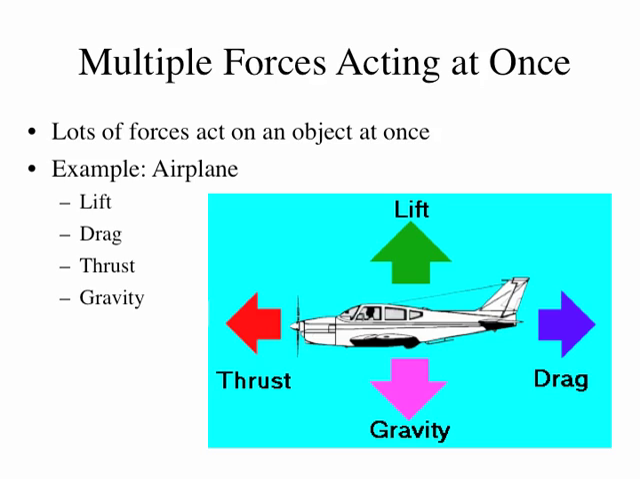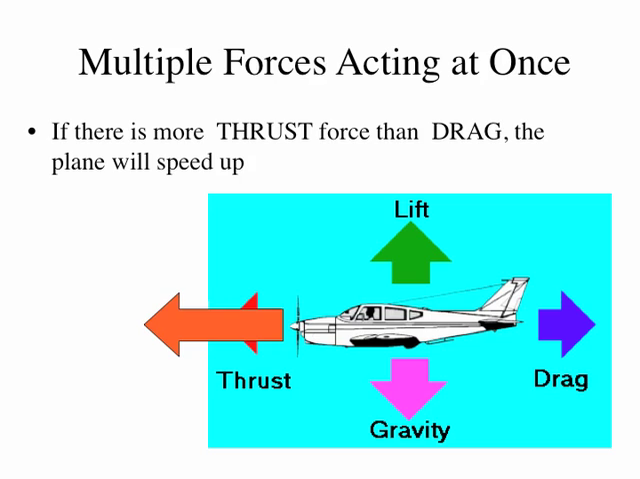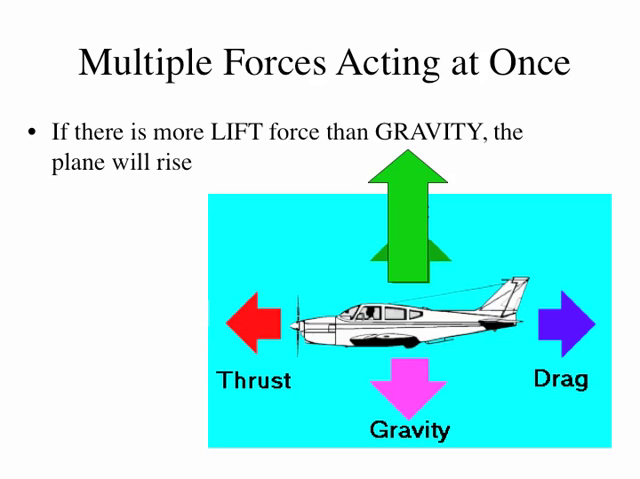Thrust is the force that comes from either the propeller or the jets that causes the plane to move forward. That's an applied force that comes from the airplane's engine. Drag is the force of friction from the air that causes the plane to slow down. If there's more thrust than there is drag, the plane will speed up because there's a greater force pulling it forward than slowing it down. If there's more lift than there is gravity, the plane will rise, the plane will go up.